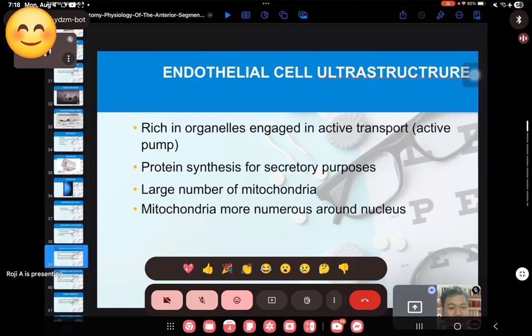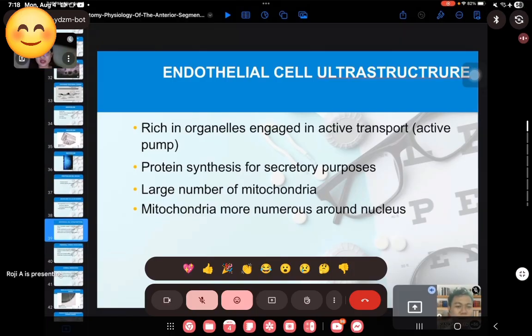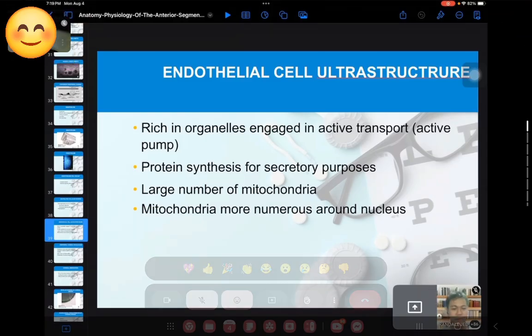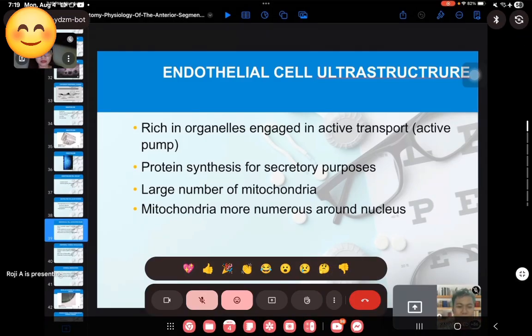So protein synthesis for circulatory purposes, large numbers of mitochondria. Mitochondria, of course, more numerous around. What is mitochondria again? Do you know what a mitochondria is? That's like the powerhouse of the cell. The energy thing.